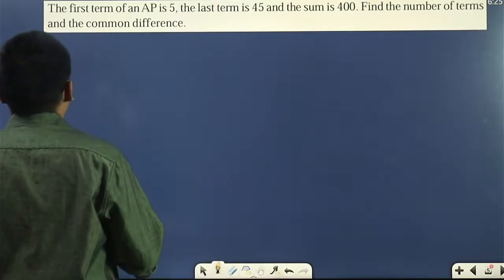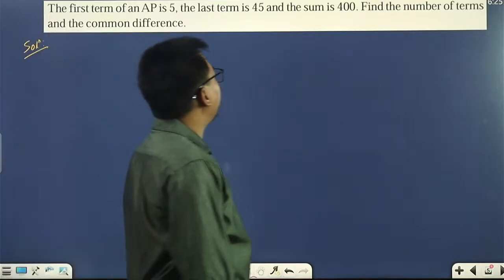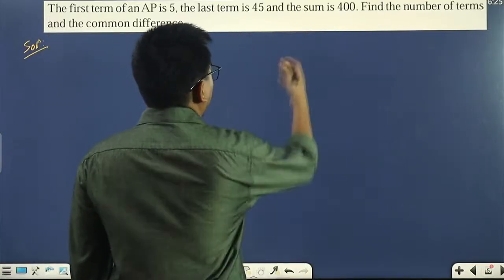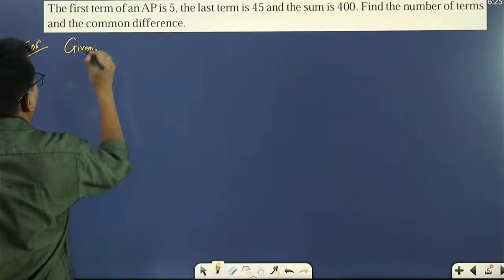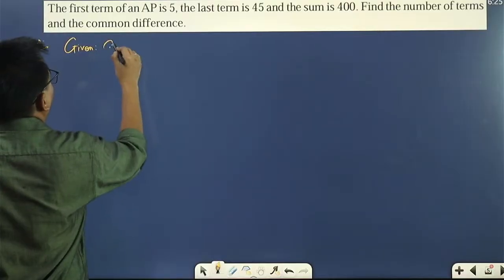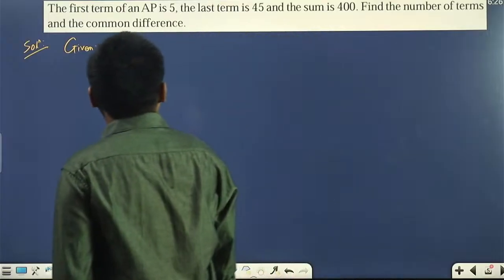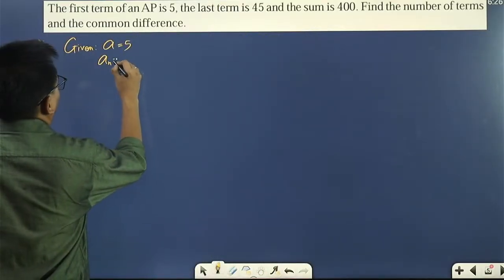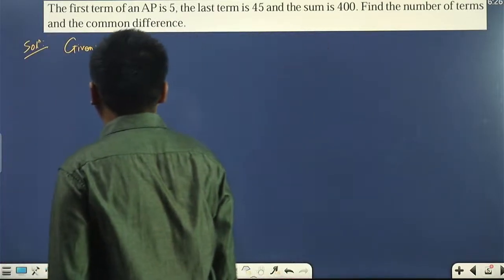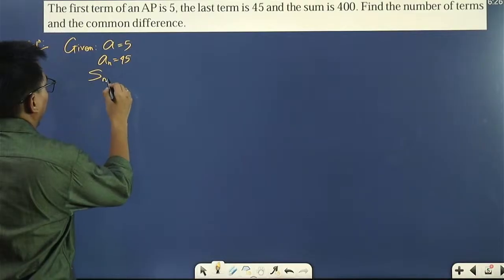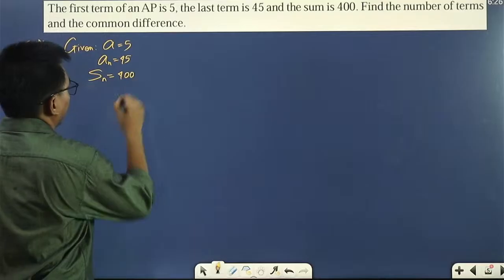So we have another question with us. The first term of an AP is 5. The last term is 45 and the sum is 400. Let's write this first. What's given? First of all, we always have to write what's given. The first term of an AP is 5, a equal to 5. The last term is 45, an is equal to 45. And the sum is 400, Sn is 400.